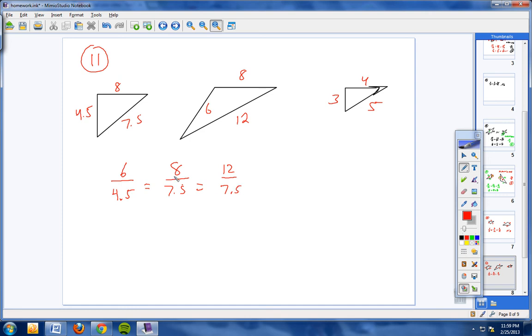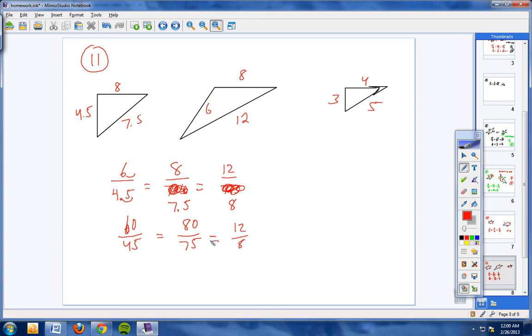And let's see if I did this right. 6 over 4.5, and then I said 8. Okay, yeah, that's right, 8 over 7.5, and then 12 should go over 8. 12 over 8. All right, here we go. Well, first of all, I've told you before, 6 over 4.5 is the same thing as, if this helps you, 60 over 45. In other words, I move the decimal one place, so 60 over 45. So this is the same as 80 over 75, and then 12 over 8.